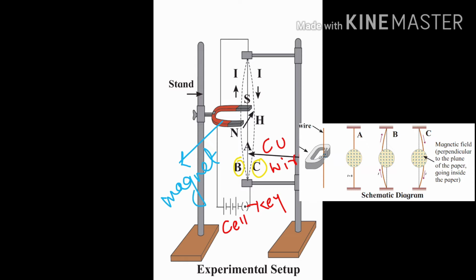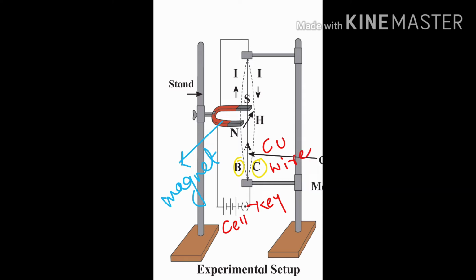So whenever current flows through the conductor in the presence of a magnetic field, a force is exerted on the conductor. So the conductor starts to move in a particular direction. If the direction of the current is reversed, the direction of force also gets reversed. Also, the force will be maximum if the current is perpendicular to the direction of the magnetic field.